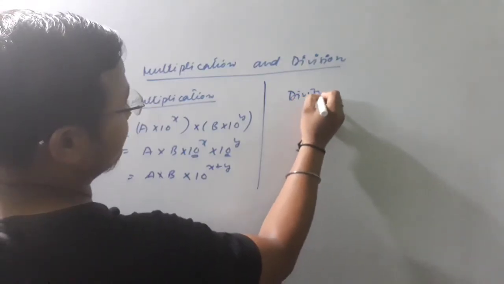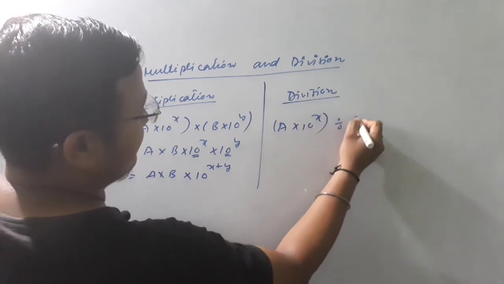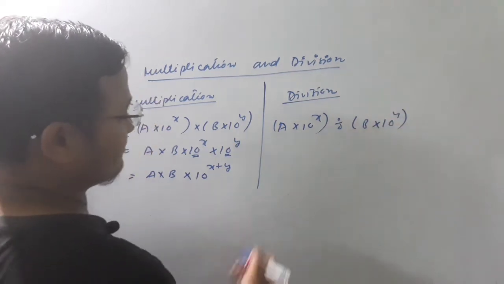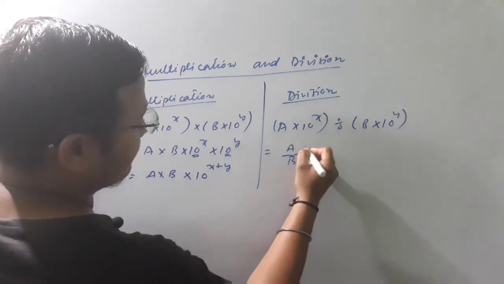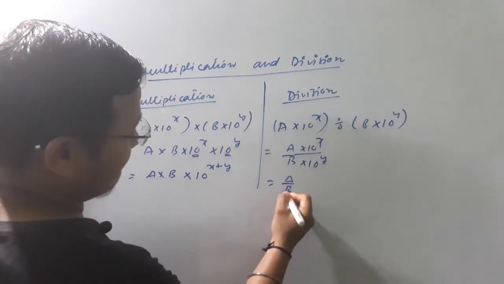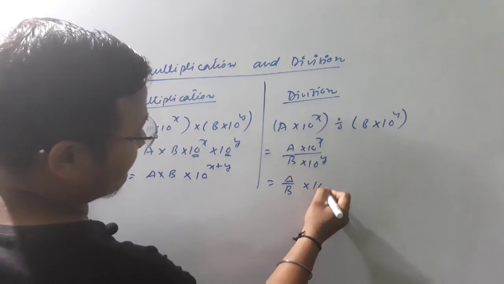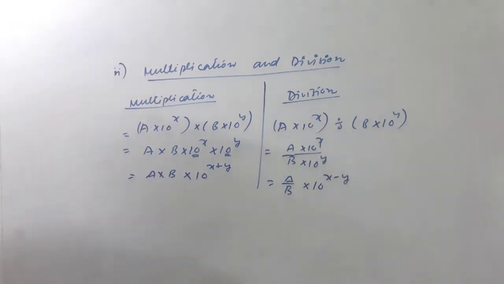So what do you do? You multiply a into b, and the 10 base, they are the same base value and multiplied, so their powers are added. You have to do this, right? And when the terms come in terms of division, what do you do? Say a into 10 to the power x, suppose, divided by b into 10 to the power y. If this is the form of the number, then a divided by b into 10 to the power x minus y. Isn't this the form? So you divide a by b, and the same base value, when they are divided, their powers will be subtracted. You have to do this. It's very simple, guys. I hope you have understood these things, right?